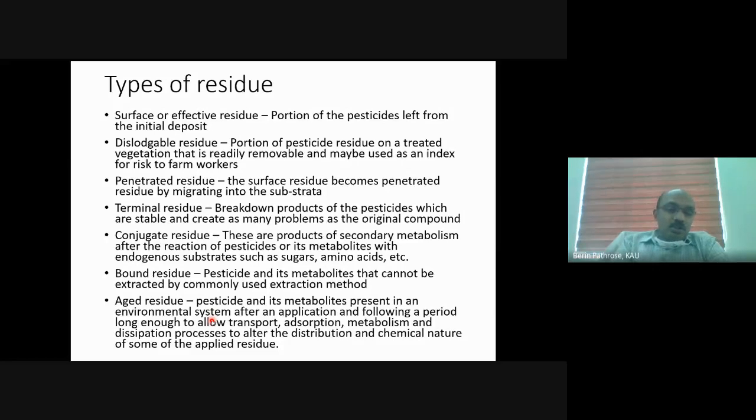We usually don't get terminal residues in the case of new pesticide molecules, but in the case of organochlorines, we may get some metabolites which are stable and toxic. And coming to the next residue, it is conjugate residue. You studied about glutathione S-transferase. What is the reaction of glutathione S-transferase? Do you remember that? You studied it in insecticide resistance, mechanisms of insecticide resistance.